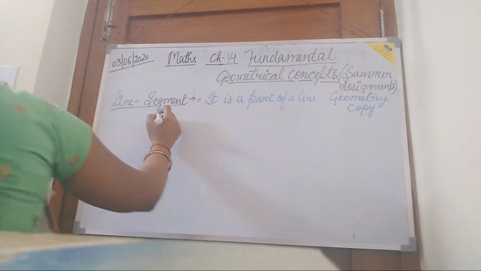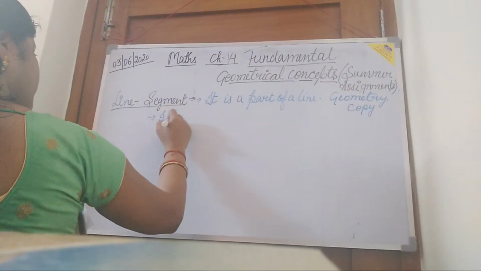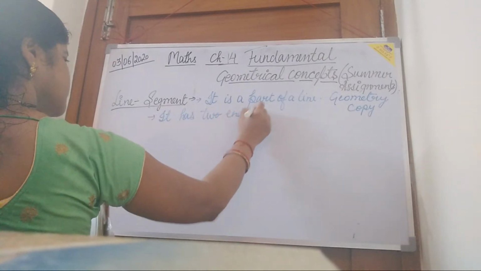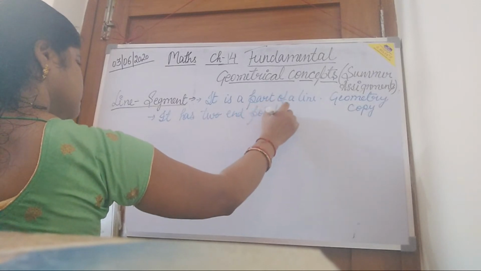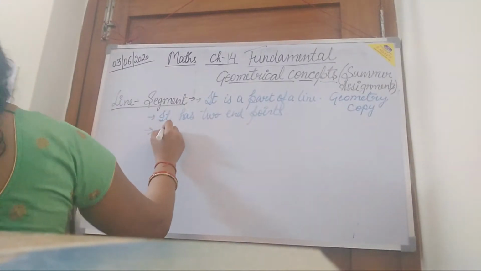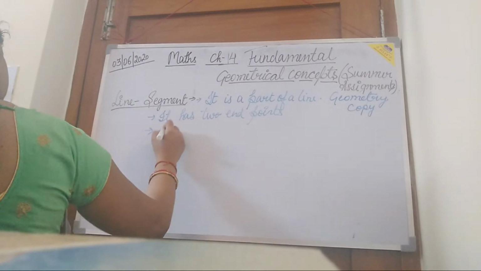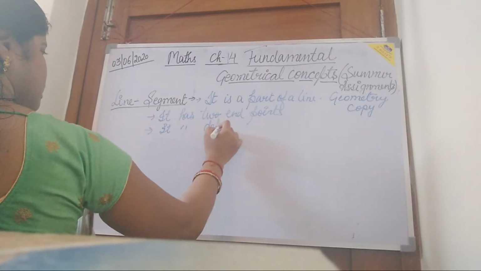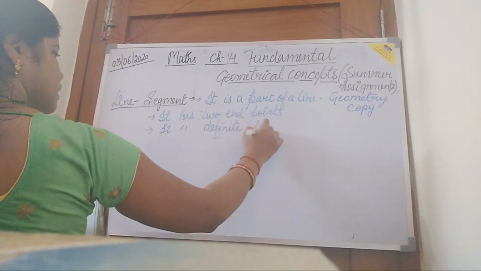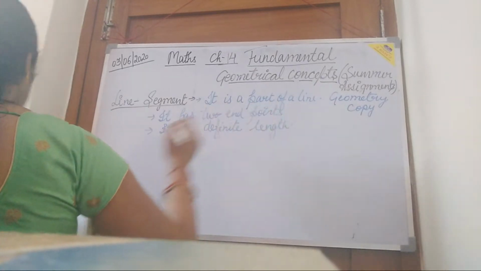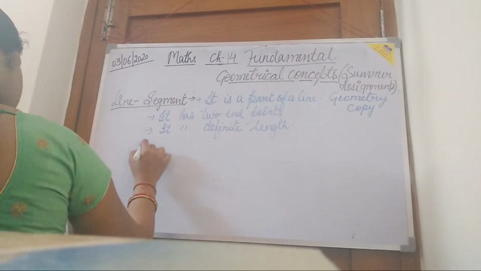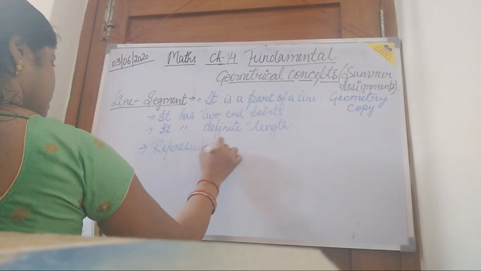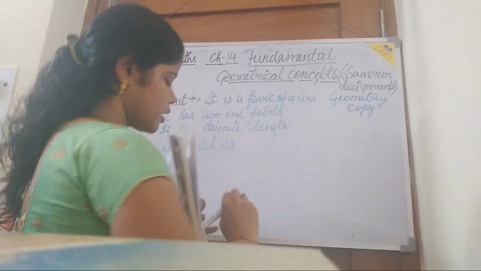Second, it has two endpoints. Third, it has a definite length, and it is represented by a symbol. Just have a look at a figure.